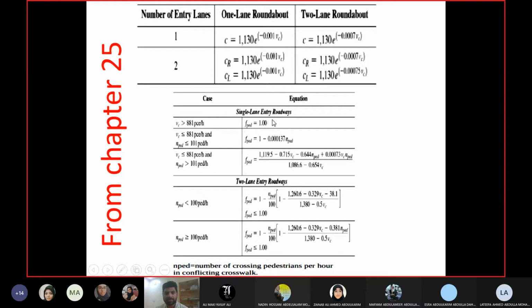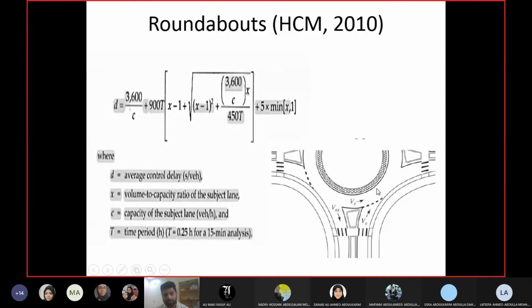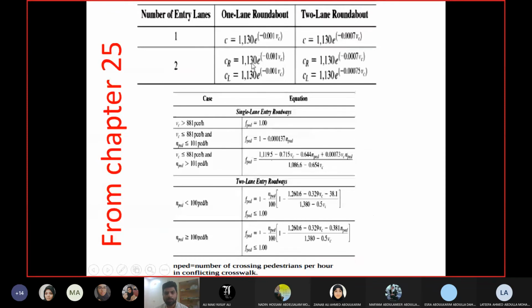It depends upon 3 things: the number of entry lanes, so you can have single lane or 2 lane entry, and the volume. Now you see in these equations, as well as for the pedestrian adjustment factor, we are using VC. What is VC? VC is the circulating or conflicting flow, the flow which is passing in front of the lane from the roundabout. This flow may be coming from this side or from the other side, or maybe some people are taking a U-turn, but whoever is passing in front of your lane becomes part of VC, the circulating or conflicting flow.